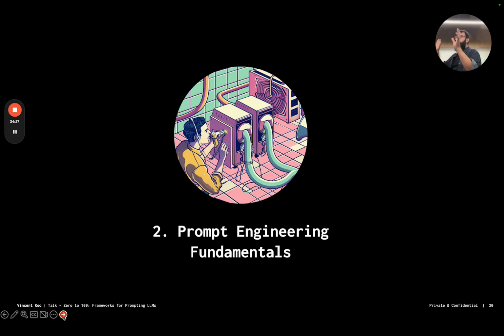So that's the overview: large language models, the models themselves, the process, and the tokens. Any questions so far before I continue?